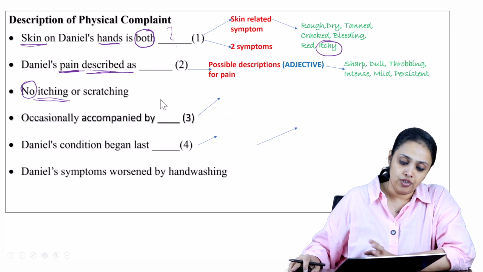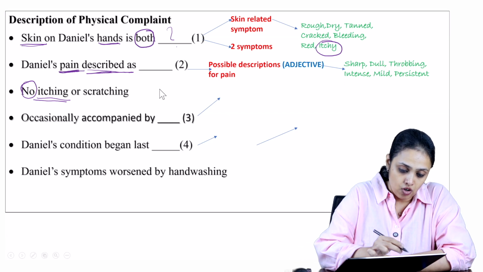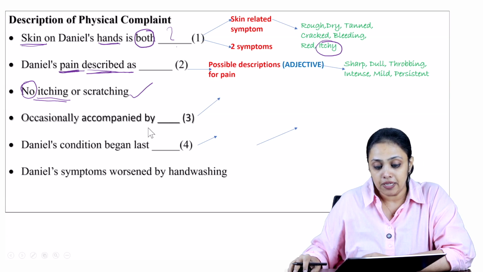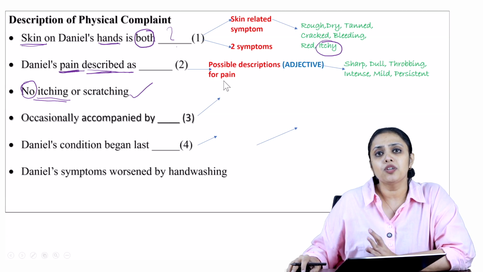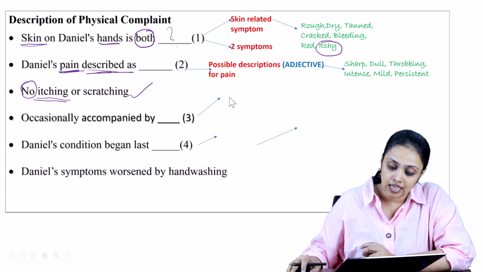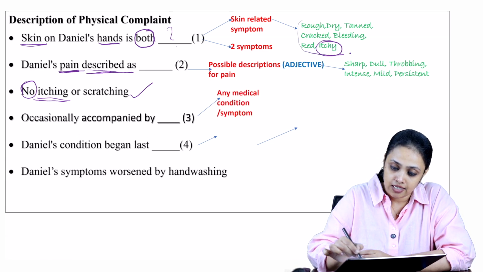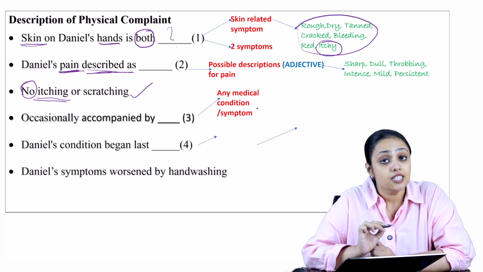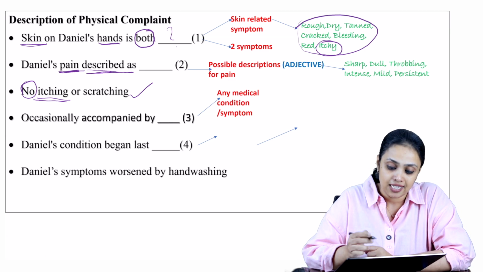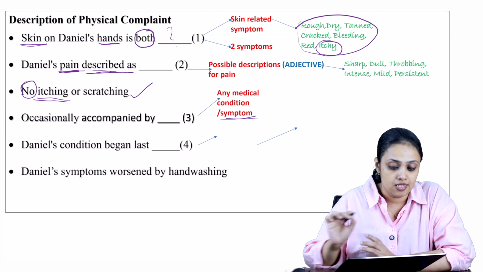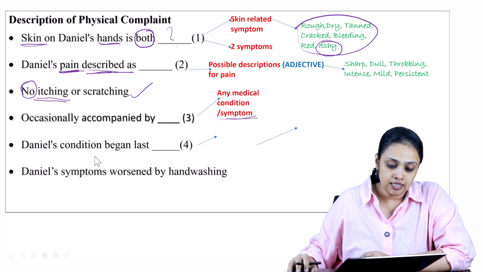Then the next point is already, we don't have a gap here, it is already given. Then the third question, occasionally accompanied by dash. So here what we can expect is, again, any medical condition or any symptom, again a skin related symptom can be heard here, any symptom occasionally accompanied by another symptom as well. Then the fourth question talks about what?